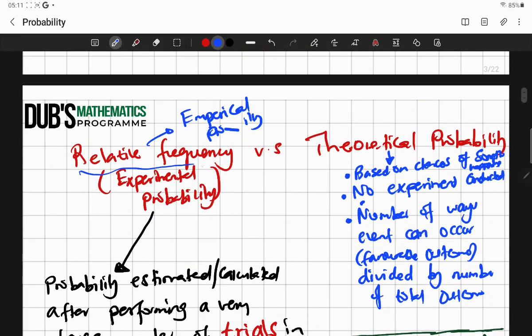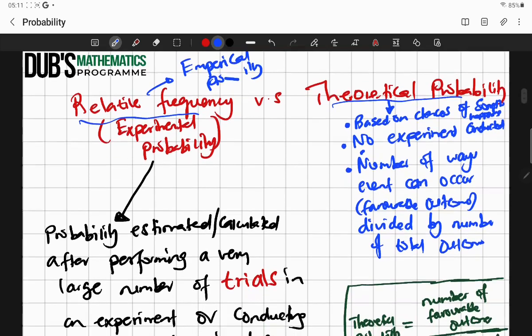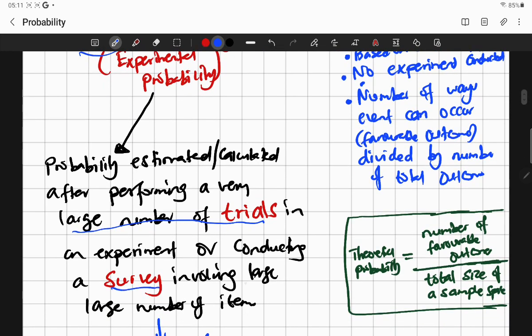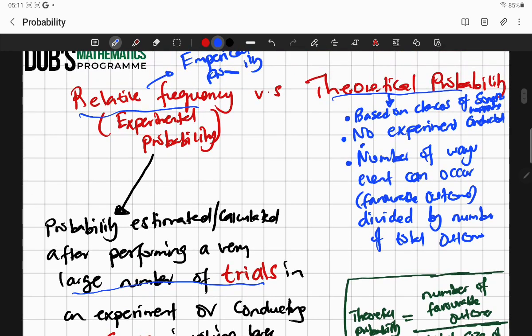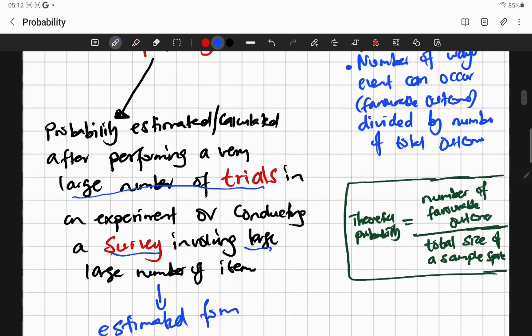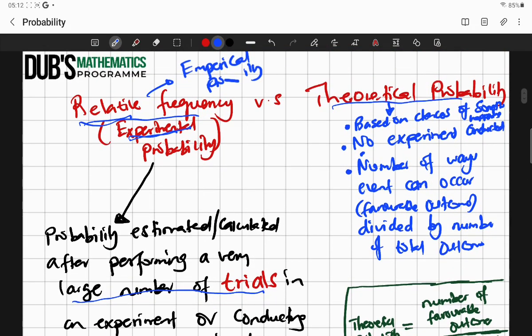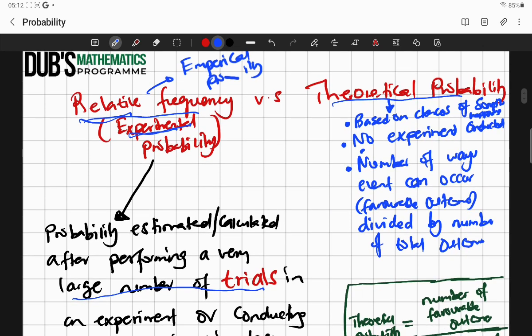And then we look at the difference between relative frequency and theoretical probability. So relative frequency is also called empirical probability or experimental probability. This is the case where probability is estimated or calculated after performing a large number of trials, an experiment, or conducting a survey involving a large number of people or items. So, as the name says, it is relative or experimental. You conduct an experiment, and then after the experiment, you use the experiment or the past data to calculate the probability or the relative frequency.